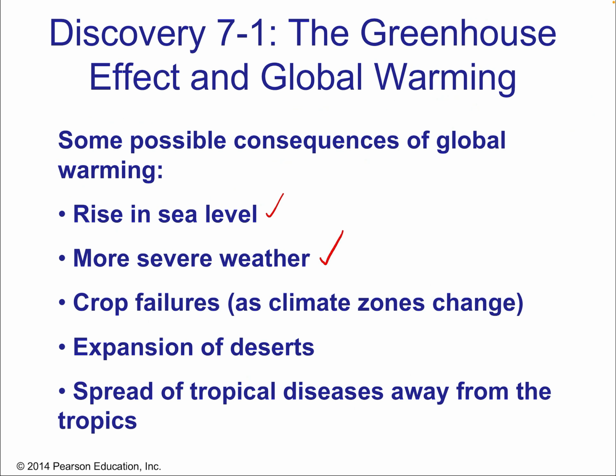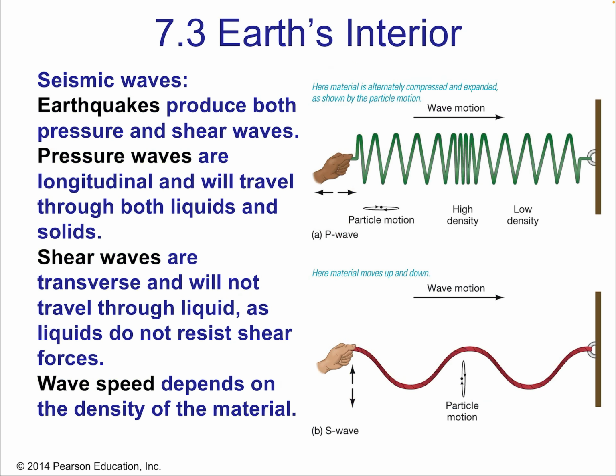We have crop failures in zones where we used to be able to grow things because the climate's changed. So what we used to be able to grow in one latitude will no longer grow. Deserts will expand. We'll have a larger desertification across the planet. And we're going to have a spread of tropical diseases, because things that could only survive in the tropics, many complex diseases, will be able to survive in what used to be temperate zones. Okay? All right, so enough about the atmosphere.